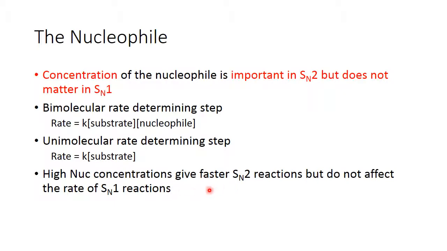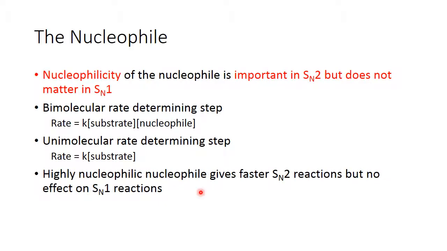So high nucleophile concentrations give faster SN2 reactions, but it does not change the rate of SN1 reactions. The nucleophilicity of the nucleophile is very important in SN2 reactions, but it does not matter in SN1 reactions. Why? If I make this nucleophile in an SN2 rate more nucleophilic, that means that it lowers the energy of the transition state, and so the k value will be bigger.